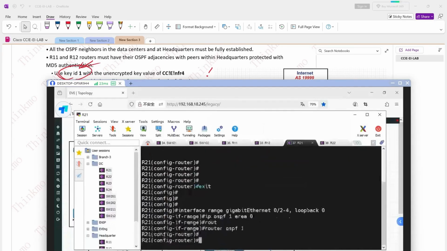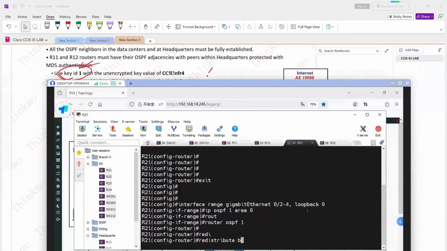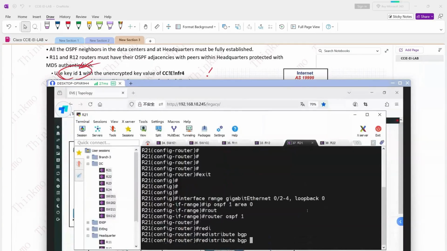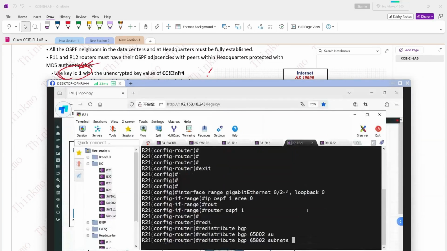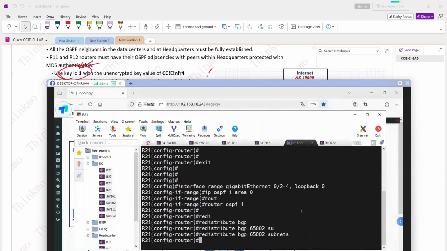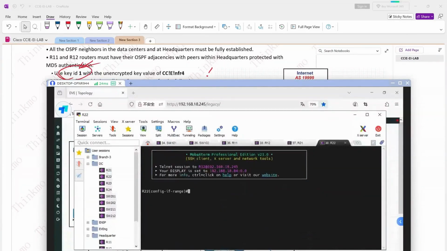Then perform the redistribution here. I will redistribute my own BGP autonomous system 65002 into OSPF, specifically redistributing the routes of autonomous system 65002 into OSPF, and that's essentially it. As for the remaining 22, 23, and 24, you just need to announce the interfaces. Just announcing the interfaces is enough.